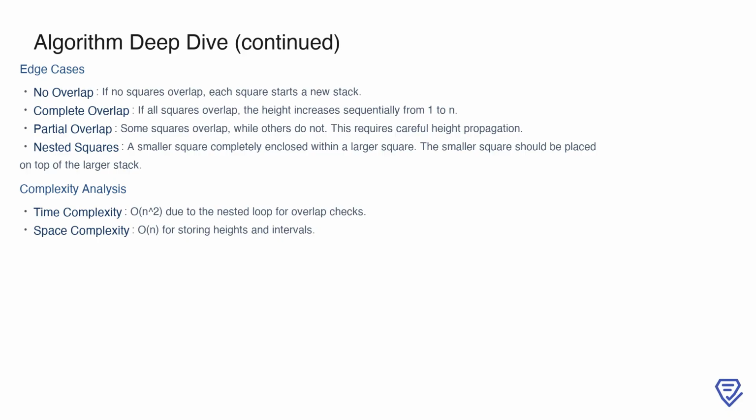In this situation, the smaller square must be placed on top of the stack formed by the larger square. Finally, analyzing the algorithm's complexity, the time complexity is O(n) squared, due to the nested iteration for overlap checks, while the space complexity is O(n), to store the heights in intervals. While the basic approach is straightforward, optimizations can significantly reduce the time cost for large inputs.